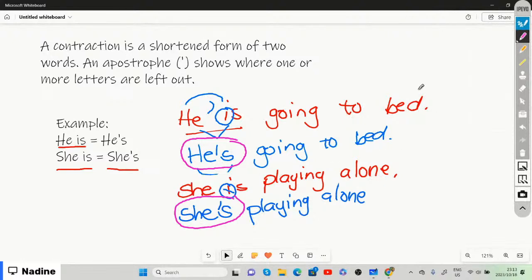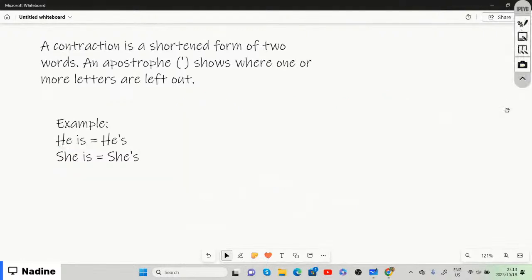If we maybe look at another example, right? Let's say I am.